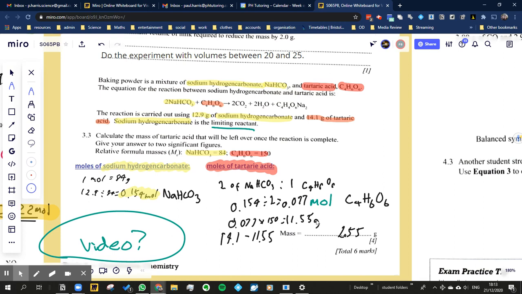And let's make sure we use the unit grams. And then to work out what's left over, we've got the amount that we were given minus the amount that we have worked out would have reacted. And then the leftover amount would be the 2.55 grams. Does that make sense?